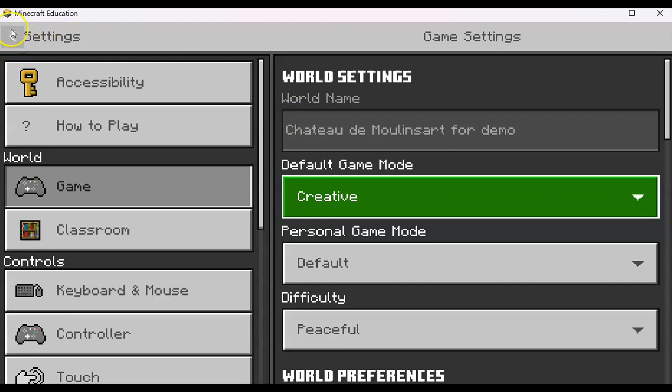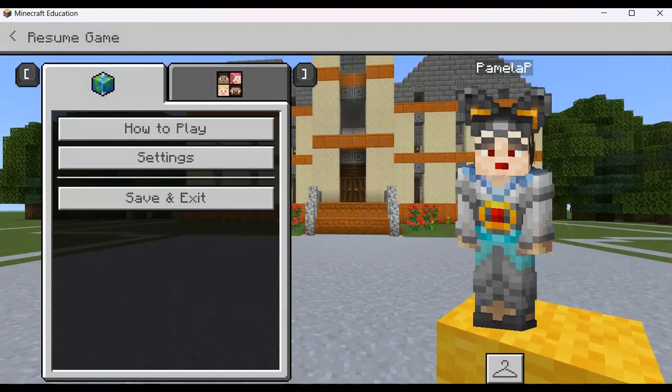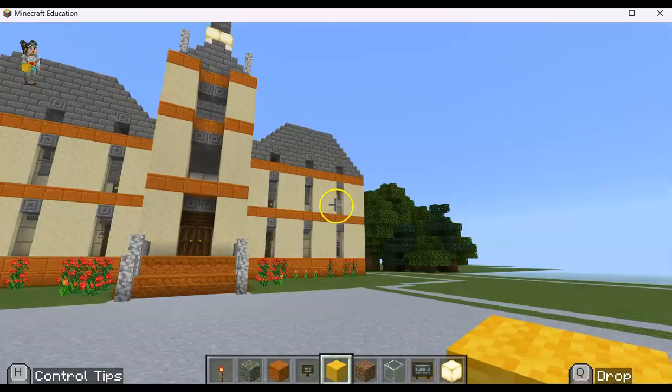So, computer very slow today. Resume game. All right, so here we are.